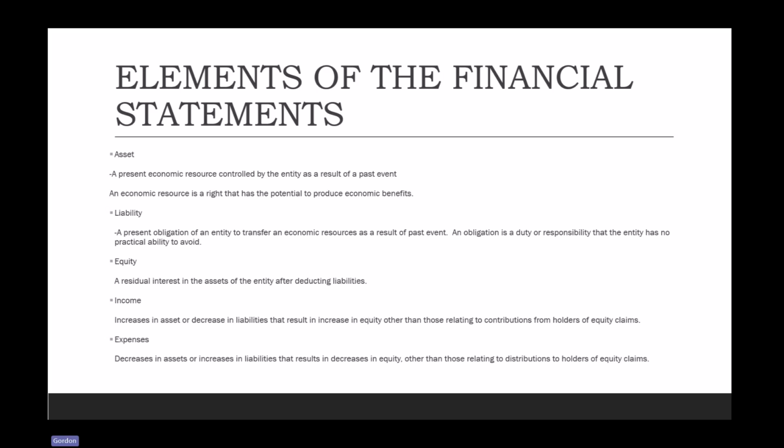So remember, we said that the definition of an asset is a resource. Are you arguing for an asset or an income? It is an income because it increases the revenue. Can I answer this before we move on to an income, please?